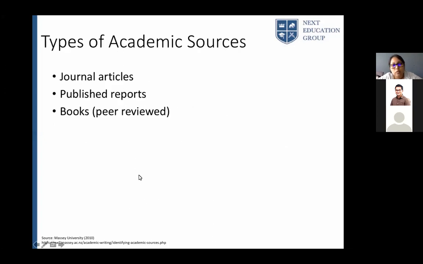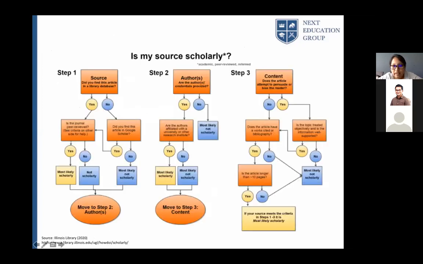So there are so many types of academic sources, right? I was talking about journal articles, but you will also have published reports and books. Of course, not any book, peer-reviewed books. So whatever it is, you will first have to see whether the source or information that you found is scholarly or academic or not, right?